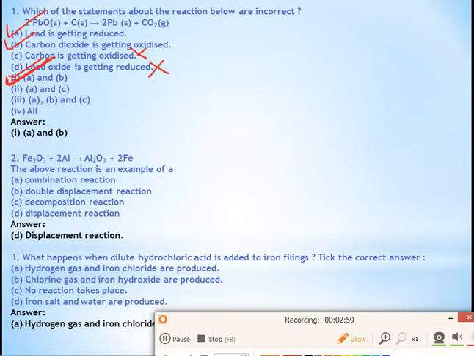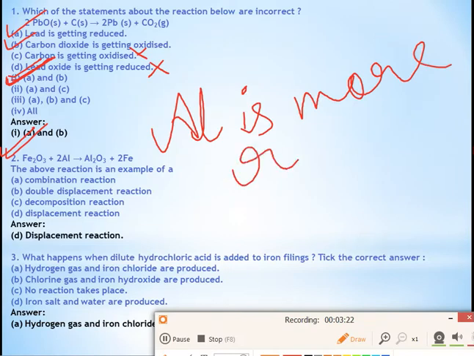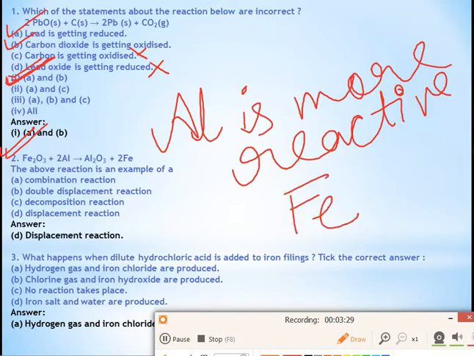Let's take up the second question. In the second question, Fe2O3, iron oxide, is reacting with aluminum to give you aluminum oxide, Al2O3, plus Fe, that is iron. So the above reaction is an example of which type of reaction? Displacement reaction. Why? Because aluminum is more reactive than iron. If you look at the reactivity series, you can see that aluminum is at the top and iron is below aluminum. So we know that aluminum is more reactive than iron.